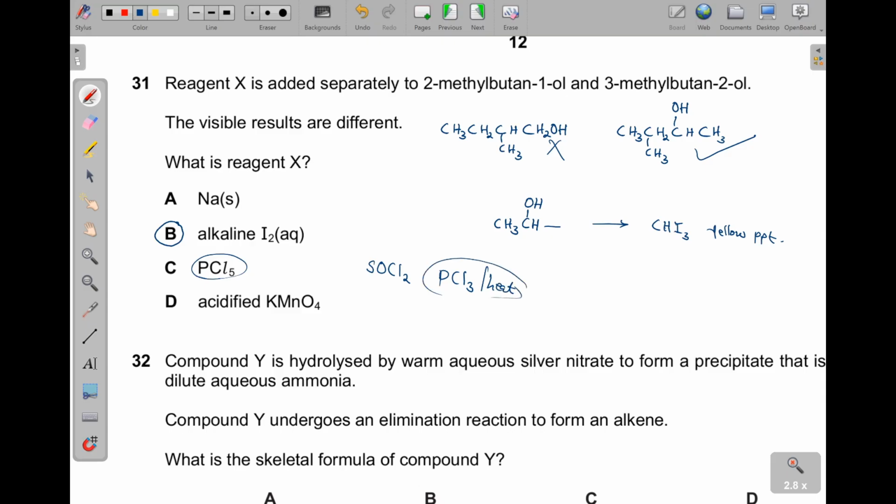So, and then you get this OH substituted by the Cl. Okay. Then the last one, acidified potassium permanganate. This one is an oxidizing agent, so it can oxidize this one to an aldehyde, then later to a carboxylic acid. The same thing, this one can be oxidized to a ketone because it's a secondary alcohol here. You see that? So this one will give the positive result for both of them. So the answer is therefore this B here.